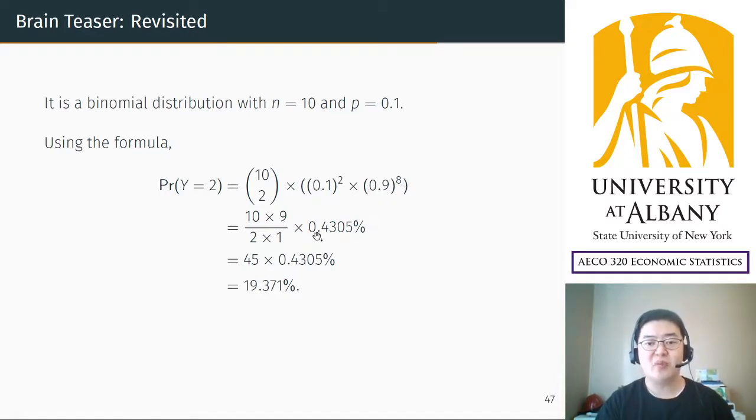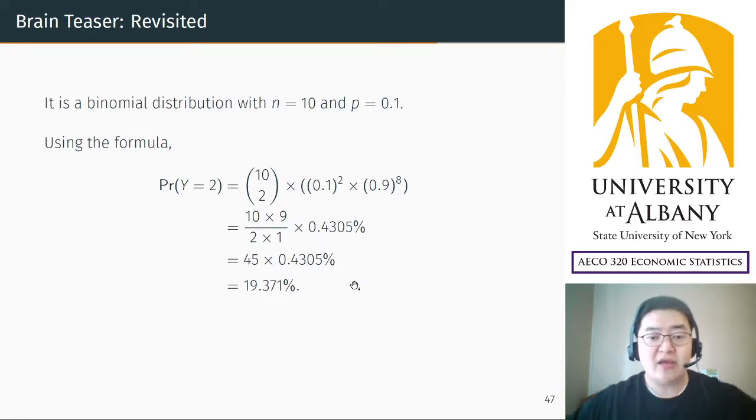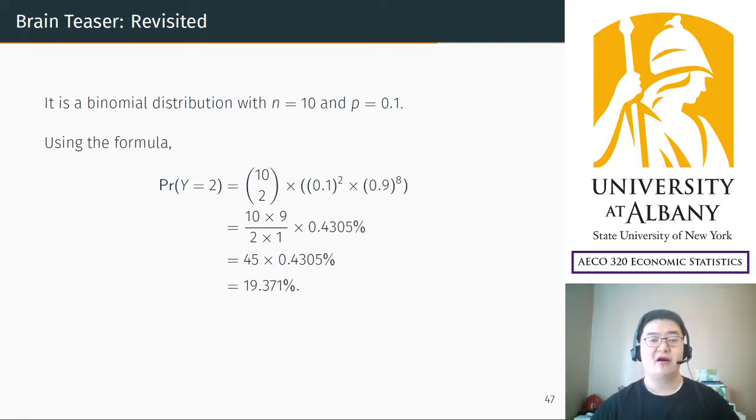In the end, it will be 0.4305. So in the end, when you multiply that, it will be 19.371%. That's how we get the answer. And now you understand why the number is this complicated. So it's not that intuitive, not that straightforward.